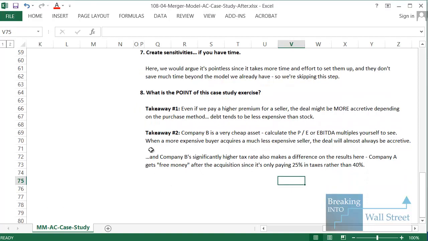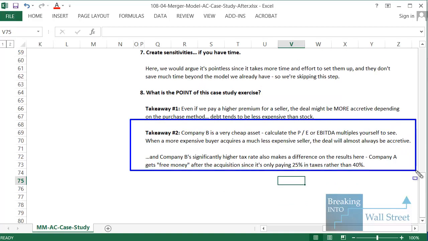Takeaway number 2 is that company B is just very cheap in general. And when a more expensive buyer acquires a less expensive seller, the deal will almost always be accretive. And especially in this case, because there's a huge difference between them in terms of multiples. We'll look at that in a little bit. Company B also has a much higher tax rate, which also makes a difference. Company A's tax rate is 25%. Company B's tax rate is 40%, so that's going to make a difference as well.